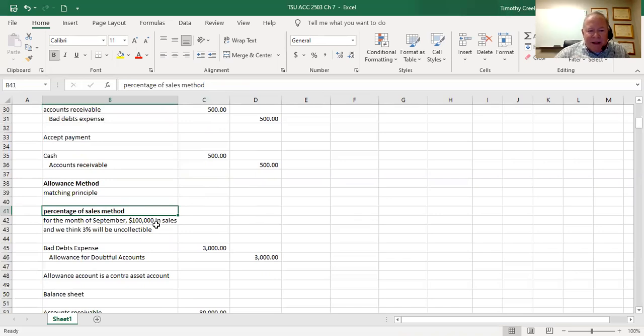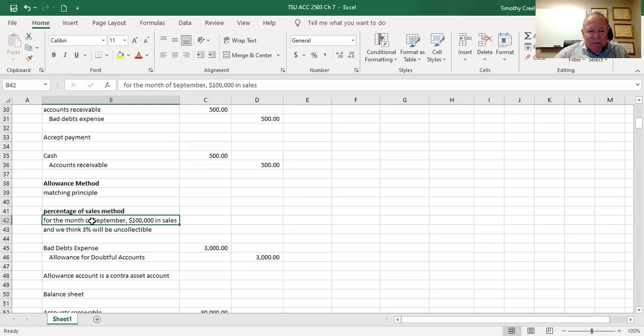And let's say, for example, that for the month of September, you have $100,000 in sales, and the company feels like 3% will be uncollectible. So if you're doing the percentage of sales method, you're typically going to do this as an adjusting entry at the end of the period, and you're just going to take whatever sales you had in that month times whatever percentage you feel like you're not going to collect, and that's how you're going to record the adjusting entry to record what you feel like you're not going to collect.